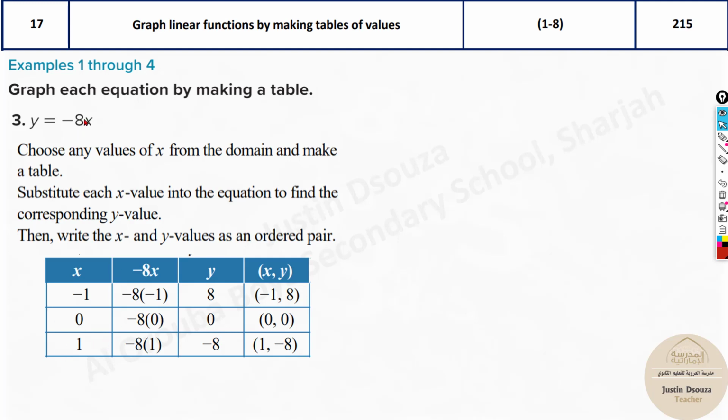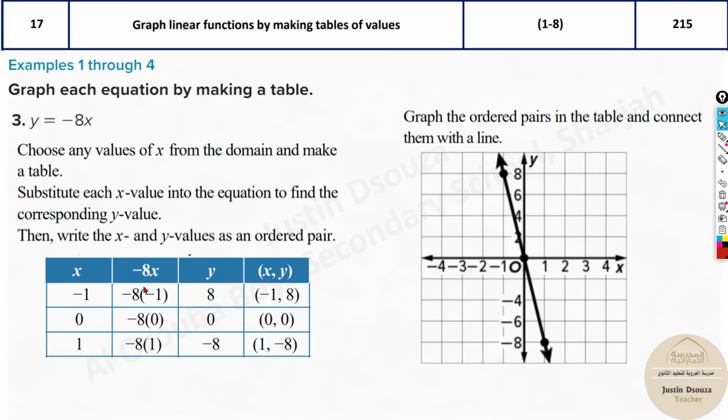Now here substitute this. Minus 8, now the x value is assumed to be minus 1. Minus 8 times minus 1 will become 8. And what about this? Minus 8 times 0 is 0. Minus 8 times 1 is minus 8. You don't need this column. Only x and y is enough. And then you just graph it.